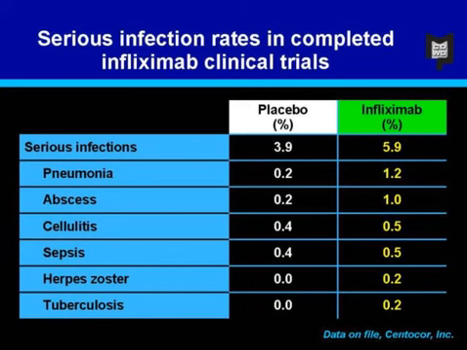So this slide really outlines the serious infections that have been reported from completed infliximab trials. Serious infections have been reported in about 5.9% of patients getting drug compared to 3.9% in placebo. And the infections that have been reported include pneumonia, abscess, cellulitis, sepsis, herpes zoster, and TB.